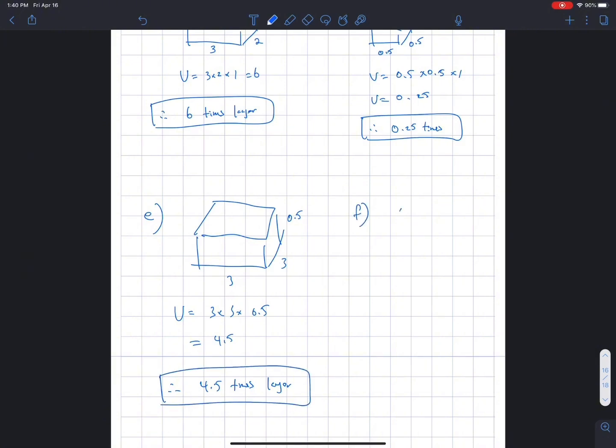F, if you just increase each dimension by a factor of n, so they all become n, the volume will just be n to the power 3. So you can say that it is n to the power 3 times as much, right? Because again, our original volume is just 1.